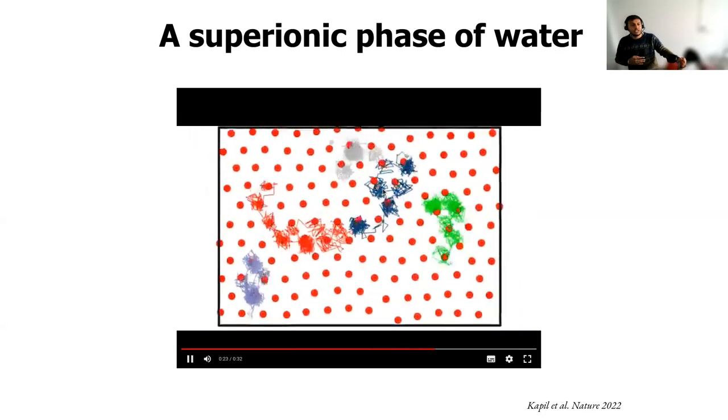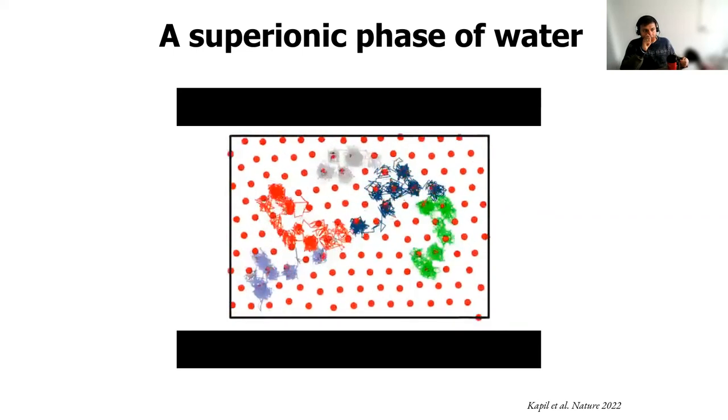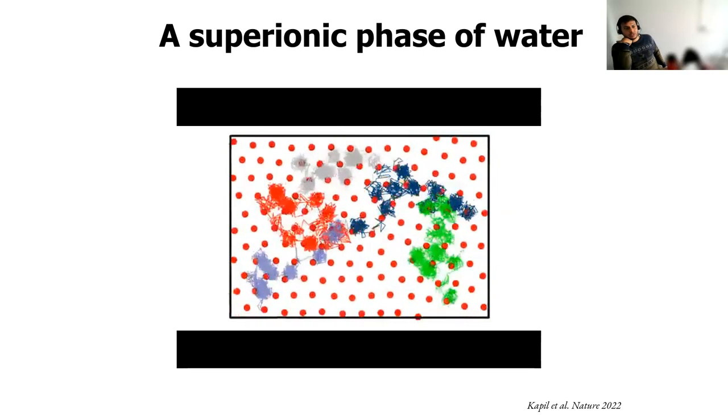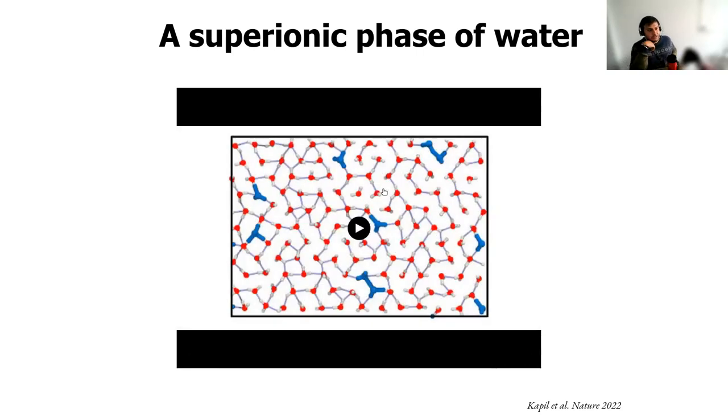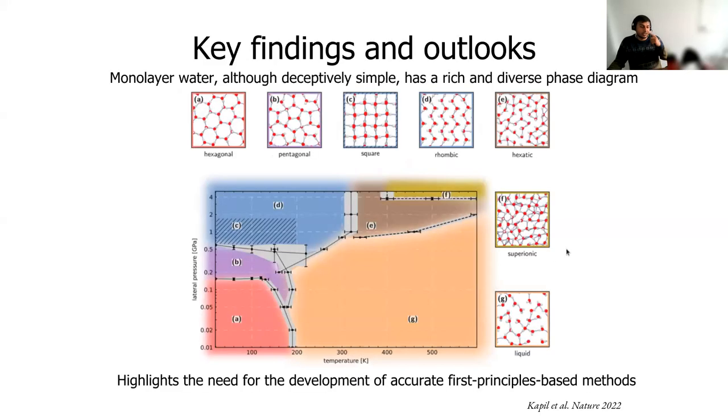And you can see that all of these are actually doing some sort of a random walk in between the oxygen atoms. So your oxygens are essentially fixed in your lattice position, but the protons are flowing through them. And that is exactly how a 3D superionic phase looks like, or at least this is how it's described. And we were able to find this phase at much more accessible conditions.